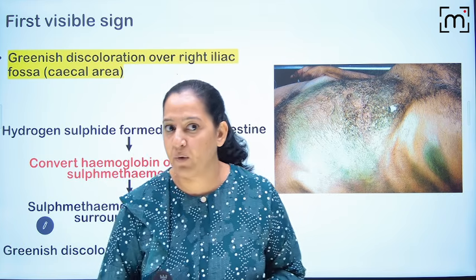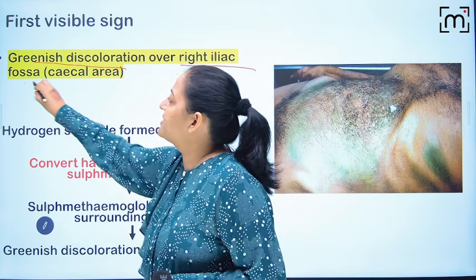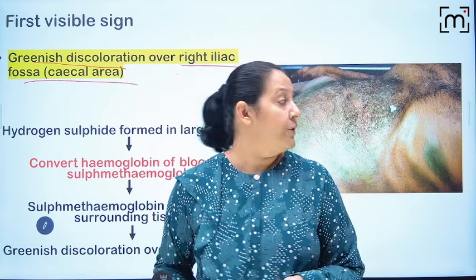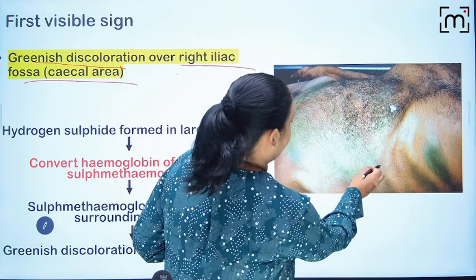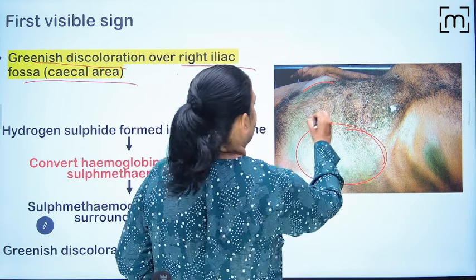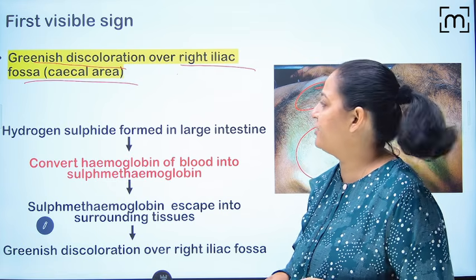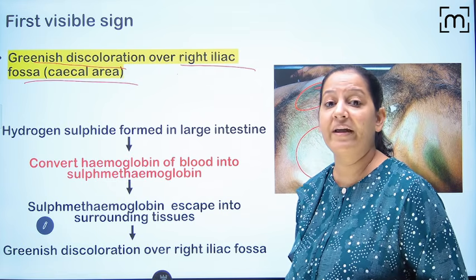Take my words. So it is greenish discoloration in the right iliac fossa, that is known as the cecal fossa. You can appreciate the greenish discoloration over here, and here also. Later on it spreads, but it starts with the right iliac fossa. Okay, greenish discoloration. So why is the green color formed? Who is forming the green color over here?